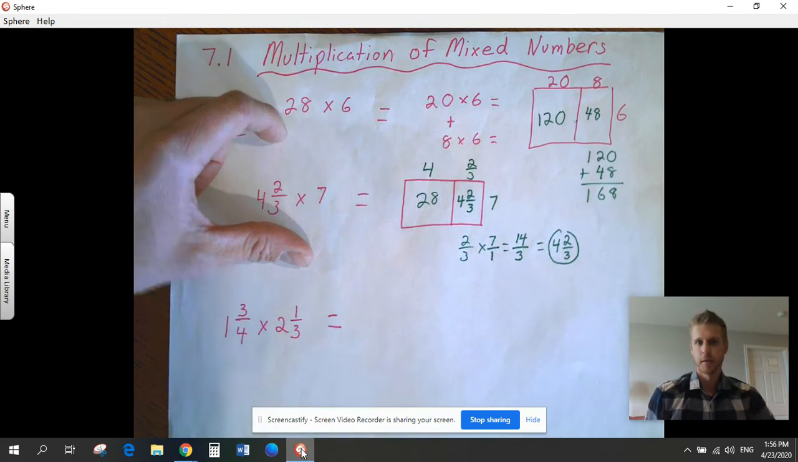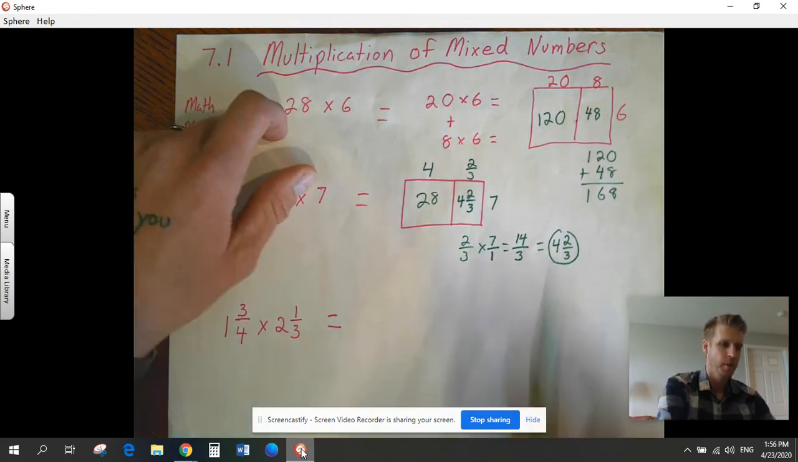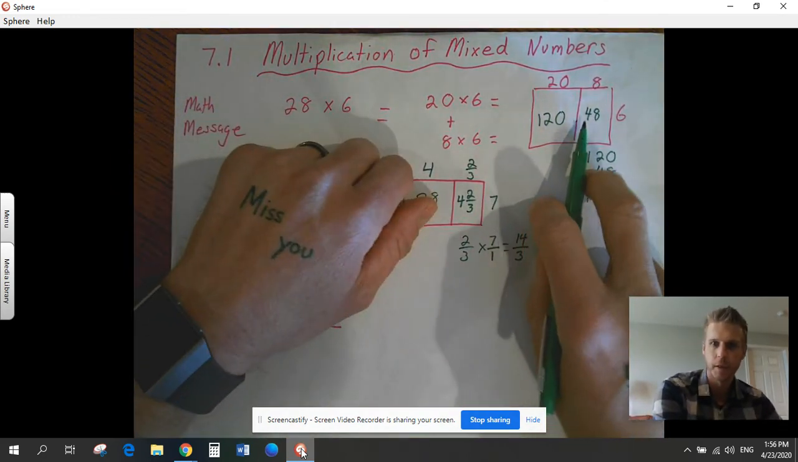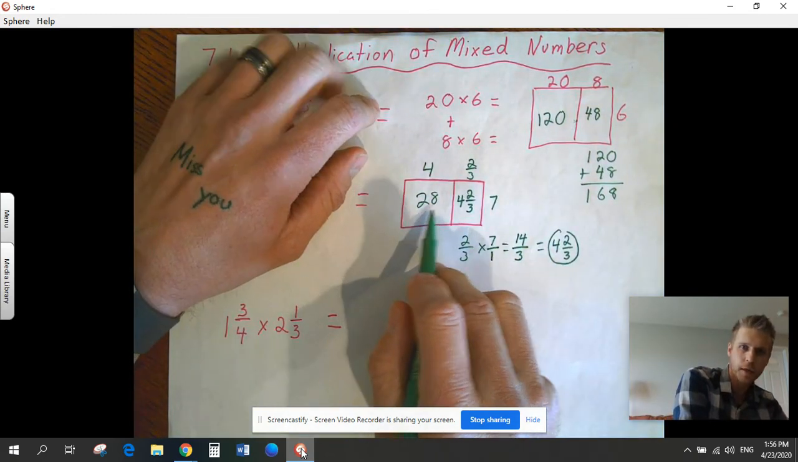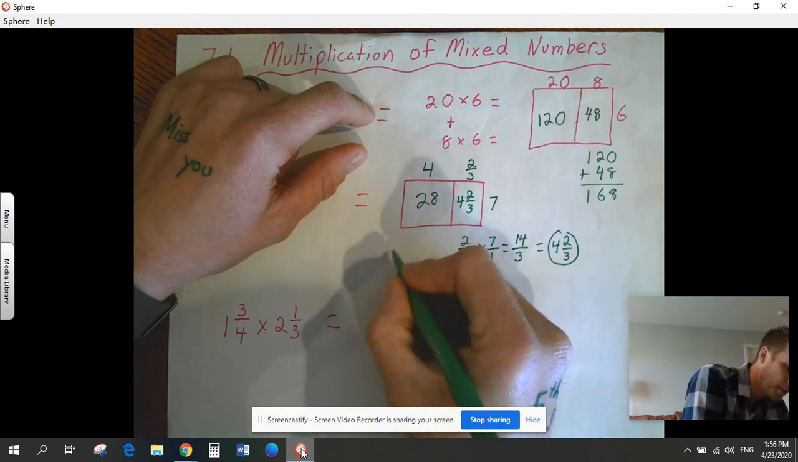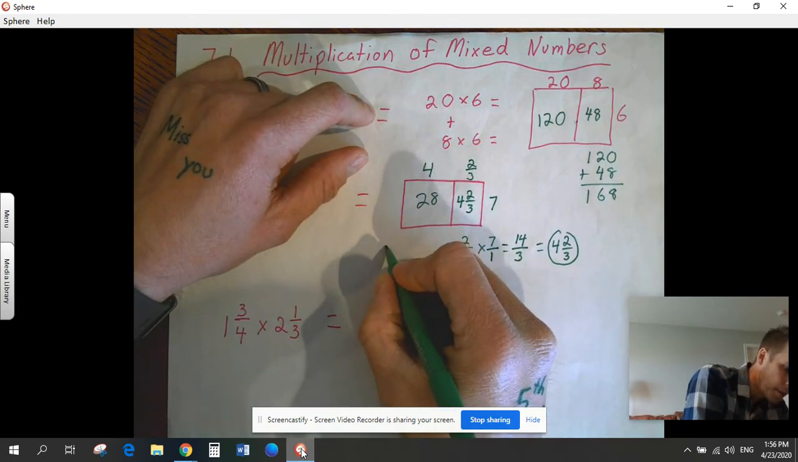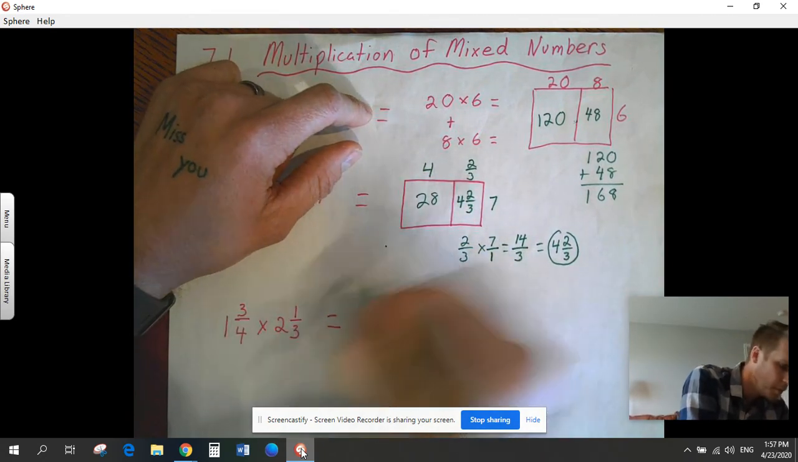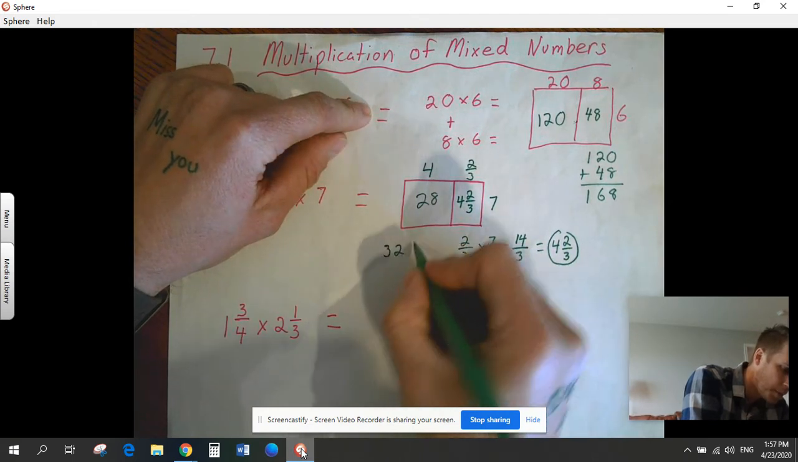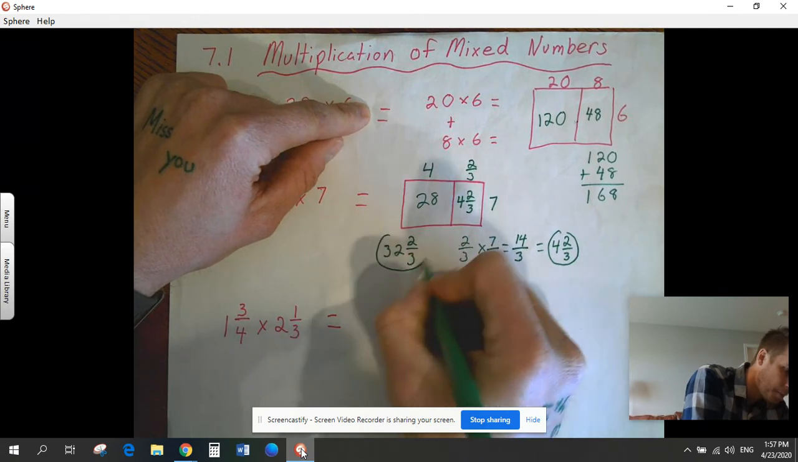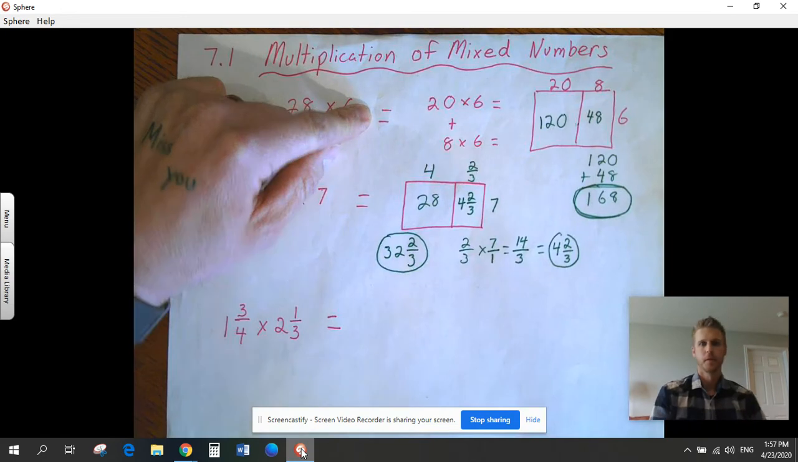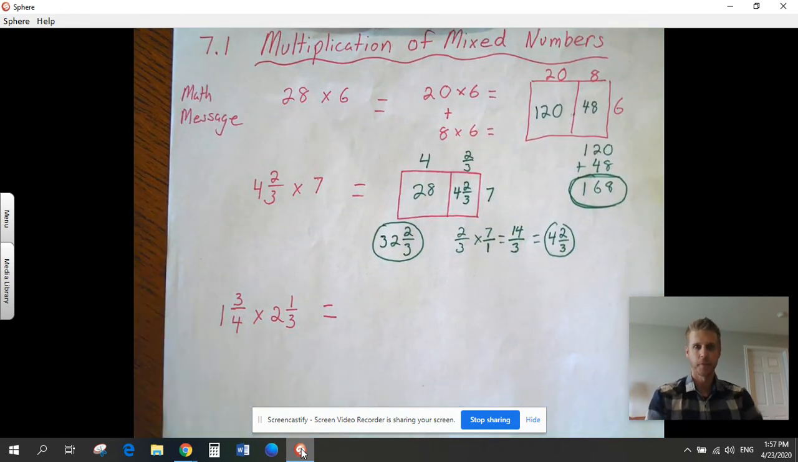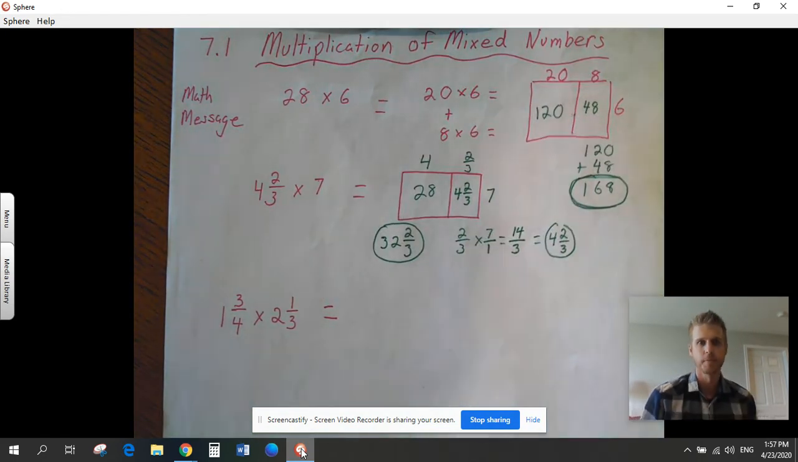And then at the end, you got to add the 2 boxes, just like we did with this one over here. So 28 plus 4 2/3 would be 32 2/3, which is our final answer. Let's circle that. Just go back to here, circle my final answer there. All right, so that was taking a mixed number times a whole number.